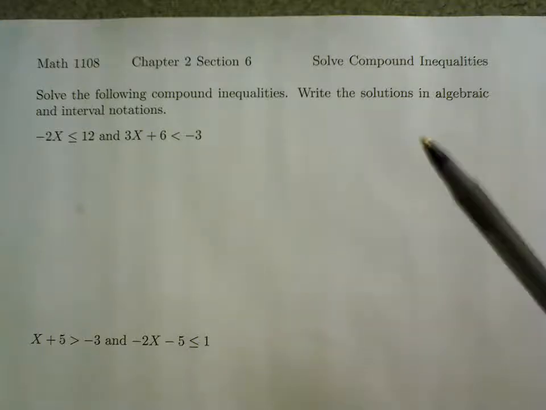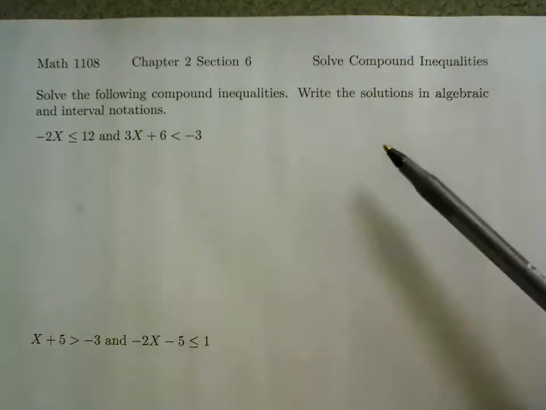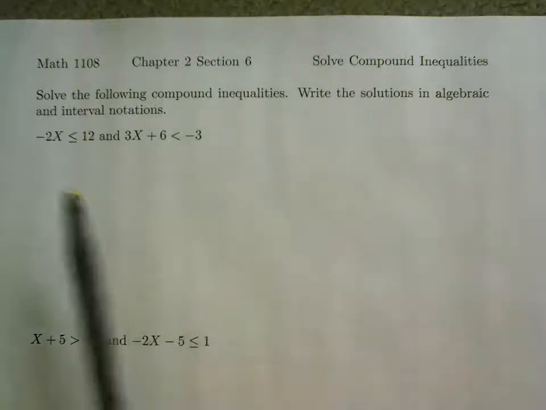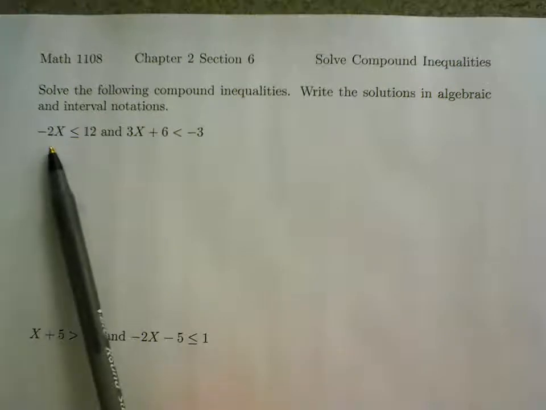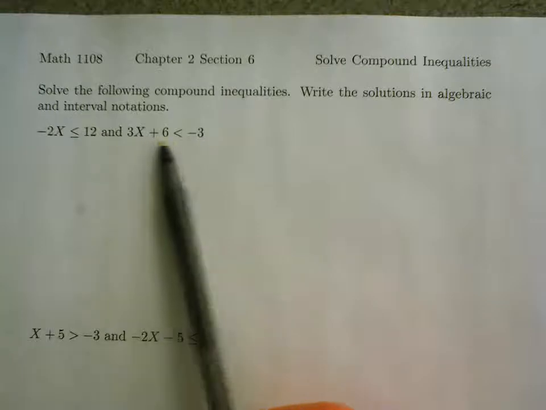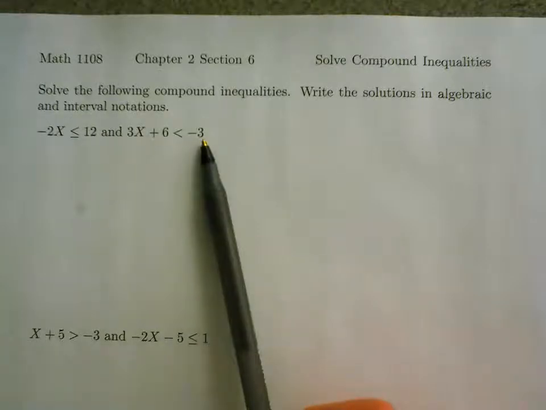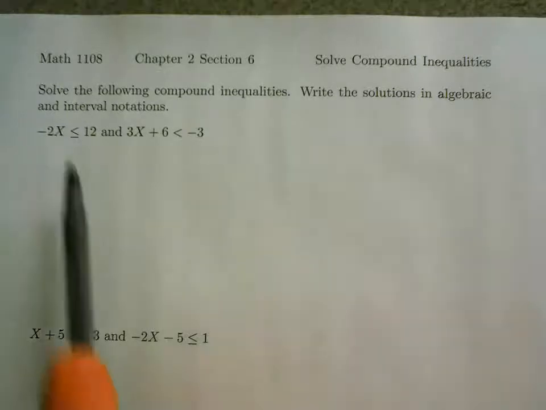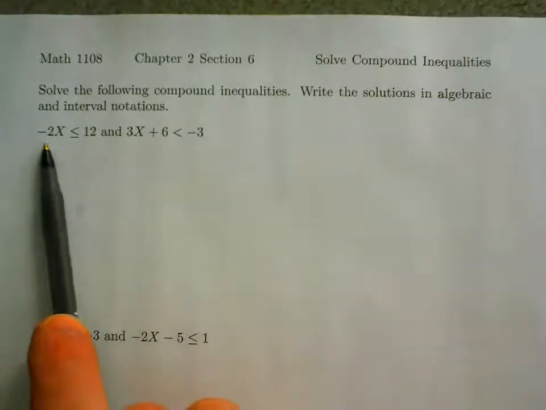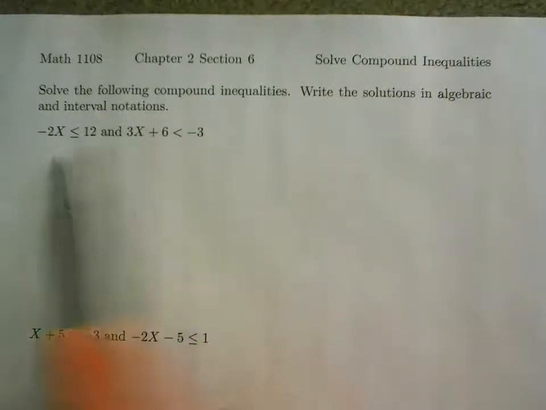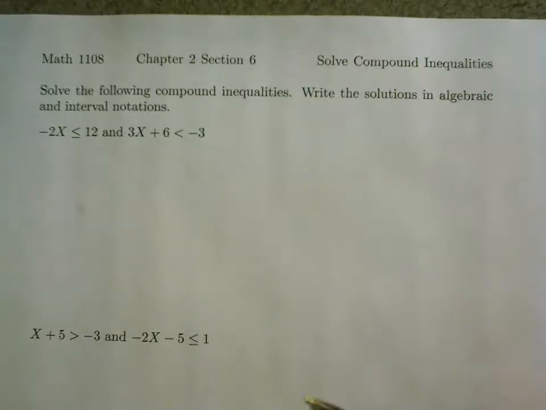So solve the following compound inequalities and write the solutions in algebraic and interval notations. The first one: negative 2x is less than or equal to 12, and 3x plus 6 is less than negative 3. Okay, so what we need to do is solve each of the two inequalities for x, and then do something like what we did on the previous several examples.